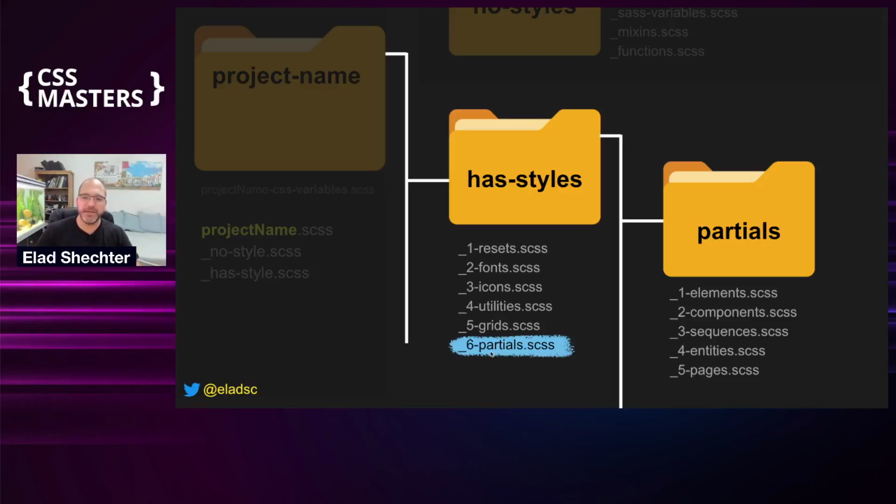And as you can see here, I have the basic partials, which I'm calling elements, after that components, sequences, entities, and pages. And as you can see here, in some cases I'm using numbers at the beginning of the file name. Why am I doing so? Because sometimes the order in which I'm loading them matters. If some of the components depend on the basic partials of elements, this way I'm always sure that the component can use the element and maybe change and override it if needed.